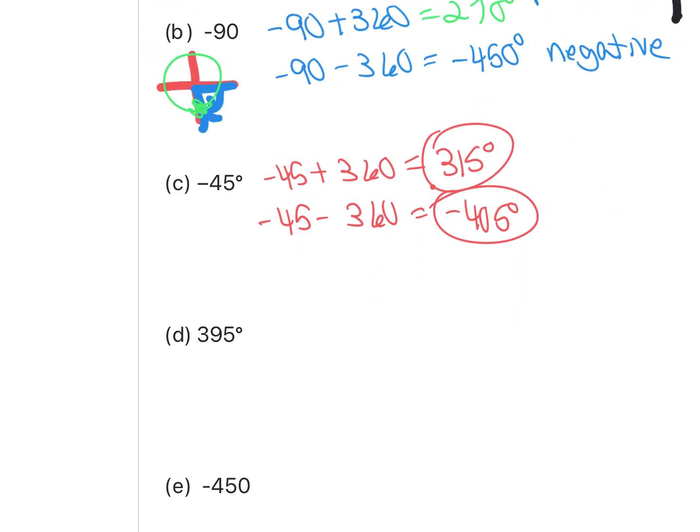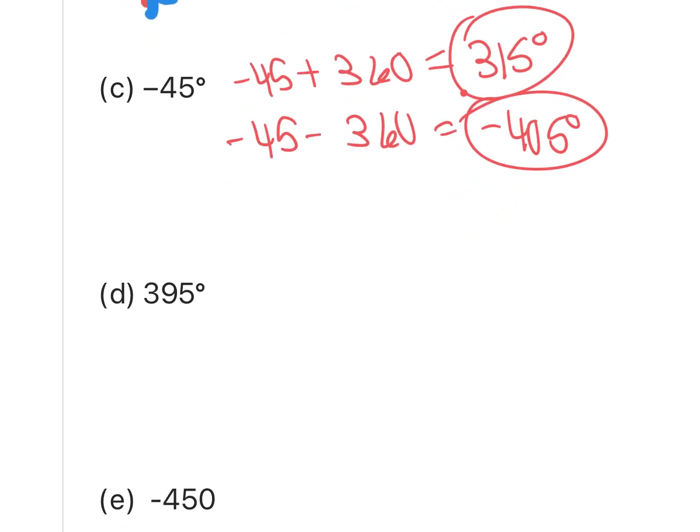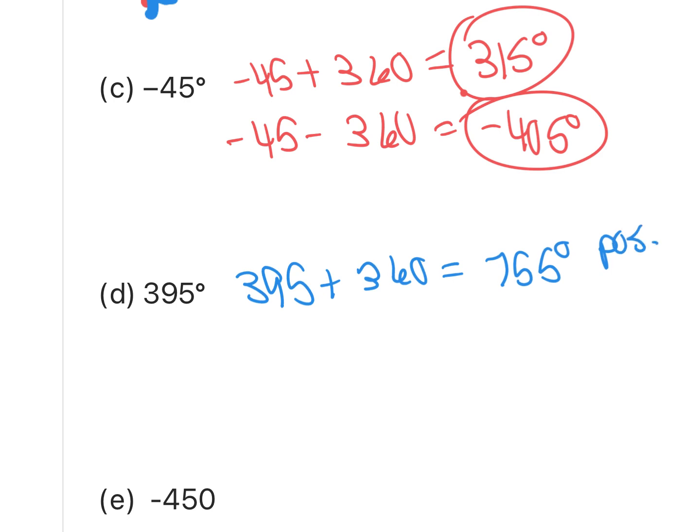Okay, these last two you have to think about a little bit, because I've got 395 degrees. Based on what I've already said, to find a positive coterminal, if I add 360 degrees, I go around the circle one full time, I'm at 755 degrees. That's a positive coterminal angle. If I do 395 minus 360 degrees, I'm at 35 degrees. That is not negative. That is still positive.